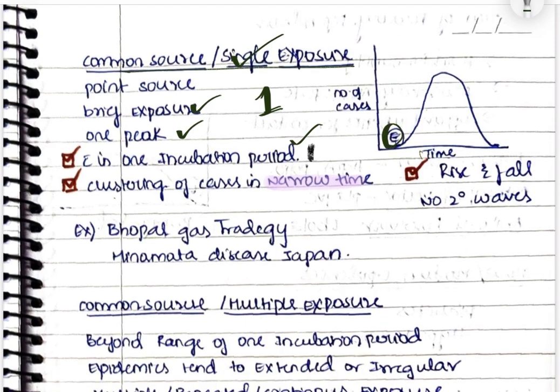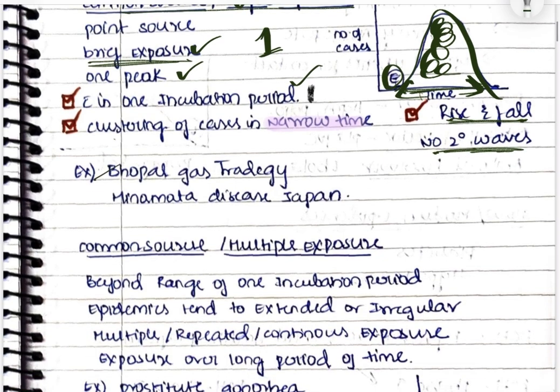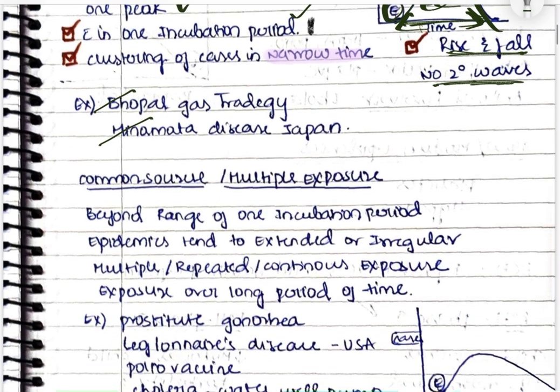Then draw the graph. Here you will be having the exposure, and you will be seeing this peak. Under this peak you will be seeing clustering of cases within a narrow period of time. This narrow period of time is because it suggests a brief exposure, right? Rise and fall of the graph is seen, no secondary waves are seen. So write about all of these things, and examples include the Bhopal gas tragedy and Minamata disease.